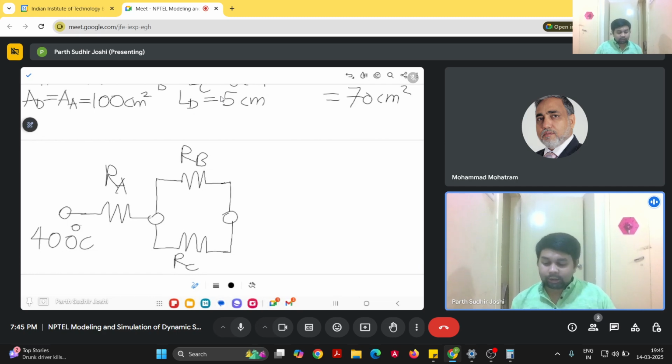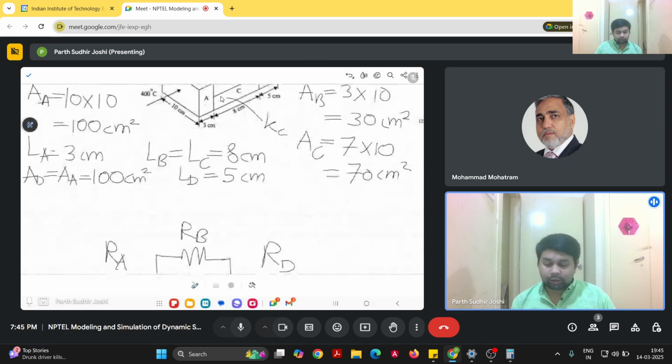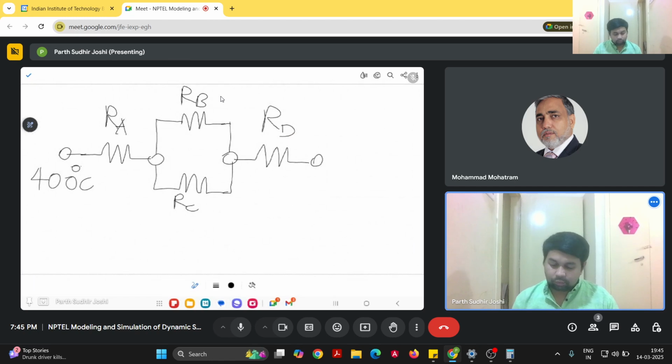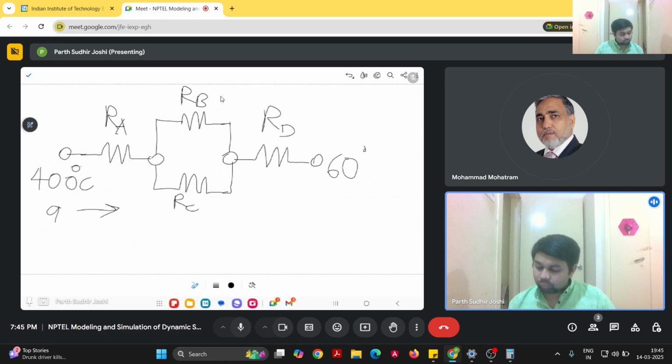And now the third layer is again in series with these, and this is at 60 degrees Celsius. Instead of current, we will write it as some Q. That Q will be distributed across B and C, and then the same heat will flow through resistance RD. So this is how we can construct the equivalent circuit.